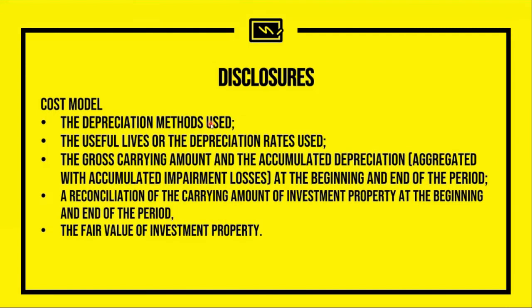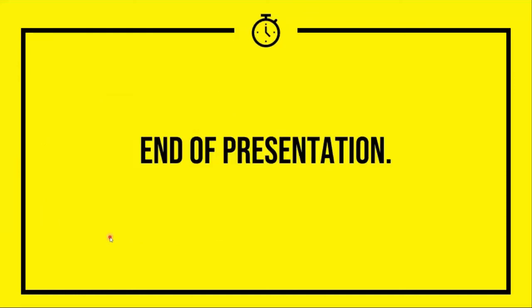Okay, there. And then for cost model, because you are using cost model, these are very simple disclosures. You simply need to disclose the depreciation method, the useful life or the depreciation rate, the carrying amount, and the accumulated depreciation as well as impairment losses at the beginning and end of the period, meaning there should be a reconciliation of the balances. And of course, just like what we said a while ago, since you are using cost model, you are still required to disclose the fair value of the investment property. So that's basically the end of the presentation or the topic relating to investment property.